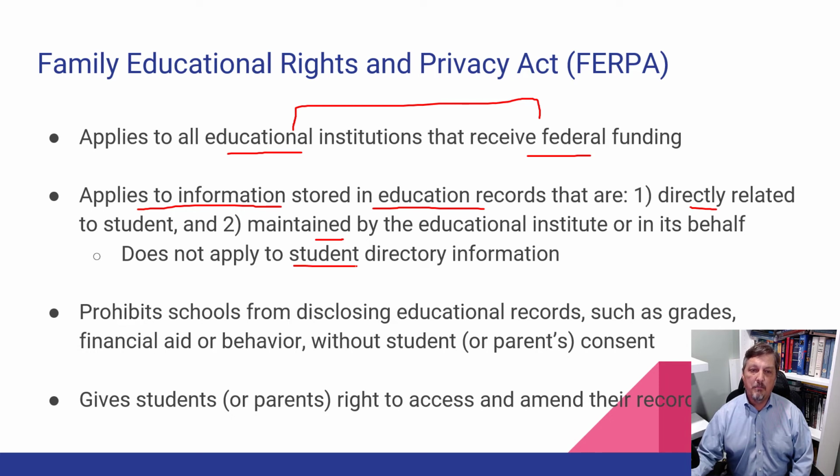And it does not apply merely to a student directory. So the key things you need to be aware of: Is it an education record? Is it directly related to the individual student? Is it in fact maintained by the educational institution or on its behalf? FERPA prohibits schools from disclosing the records, including grades, financial aid, or behavioral, without the students' or the parents' consent.